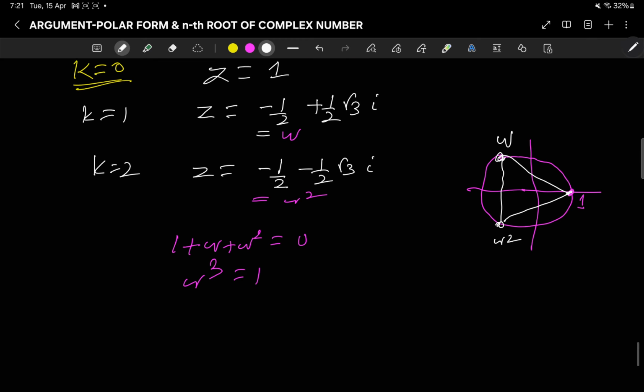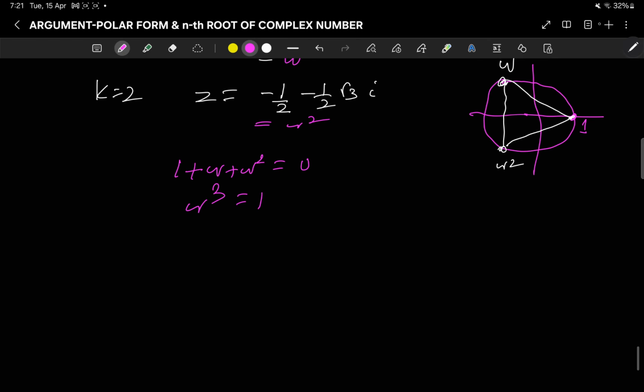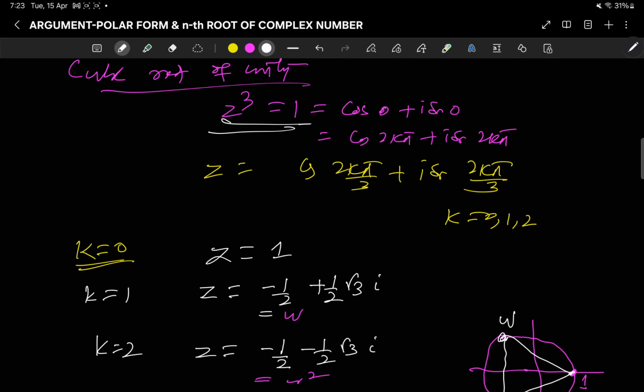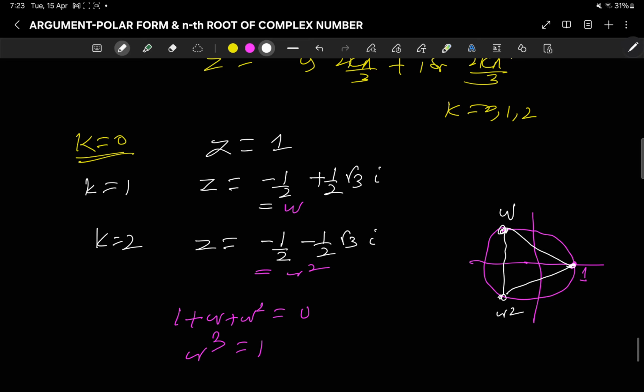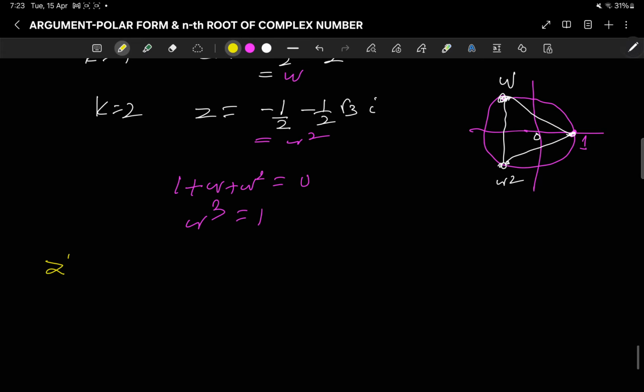Likewise, we can say the nth roots of unity lie on a circle of radius 1 with center at origin and constitute the vertices of a regular polygon. As you see, the cube roots of unity give 3 vertices on the circle of radius 1 with center at origin. Similarly, if I think of z to the power 4 equal to 1, this is equal to cos 2k pi plus I sin 2k pi.